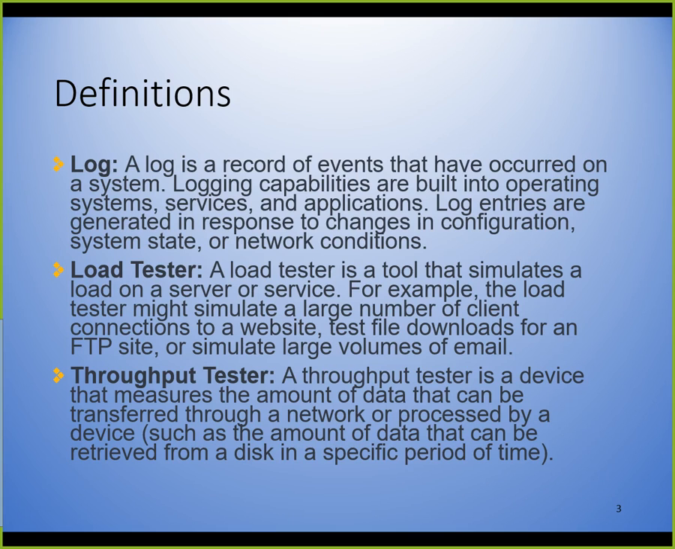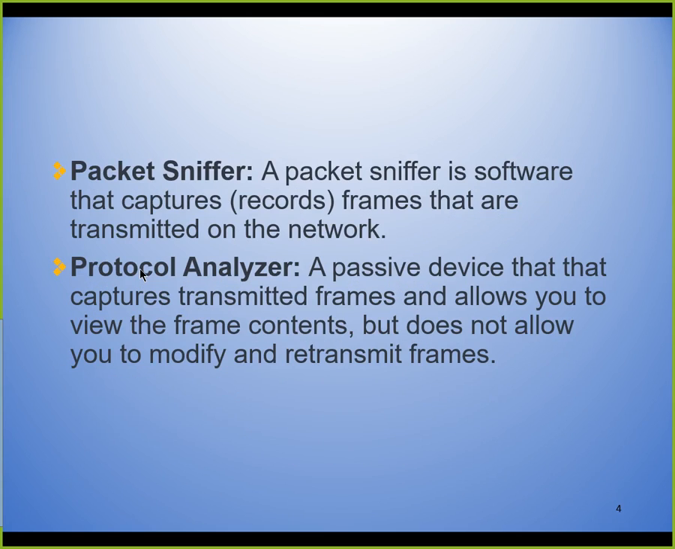A throughput tester measures the amount of data that can be transferred through the network, processed by a device, or the amount of data that can be retrieved from a disk in a specific period of time. What's the disk transfer rate? And if it's not what it should be, then we've got to go look for what will allow those transfers to take place when they should.